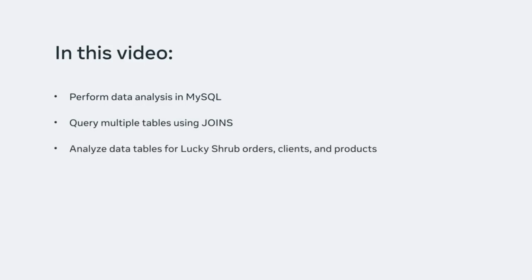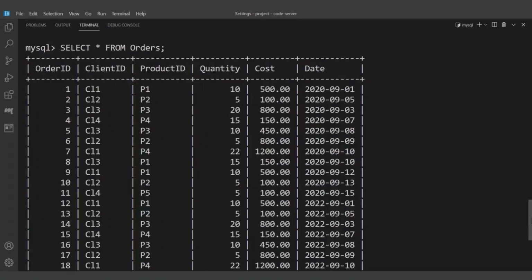Lucky Shrub need to identify all clients who bought 10 items or more from a specific product line so that they can send them a special offer to make more purchases. The clients must have made their purchases after the 5th of September 2020, and there must be 50 units or more of the product currently available in stock so that all special offers can be redeemed.